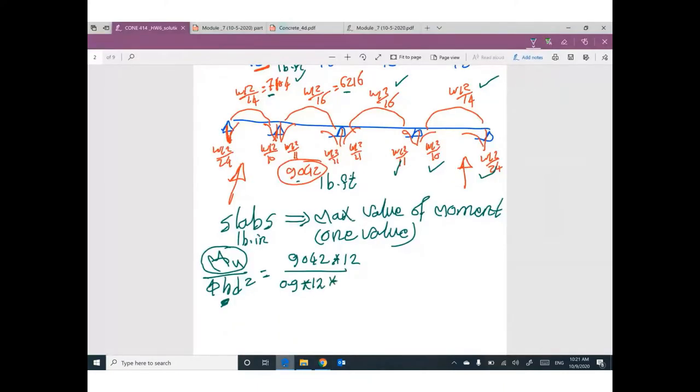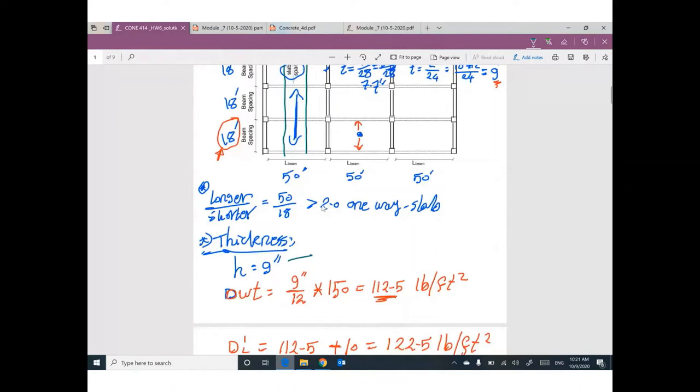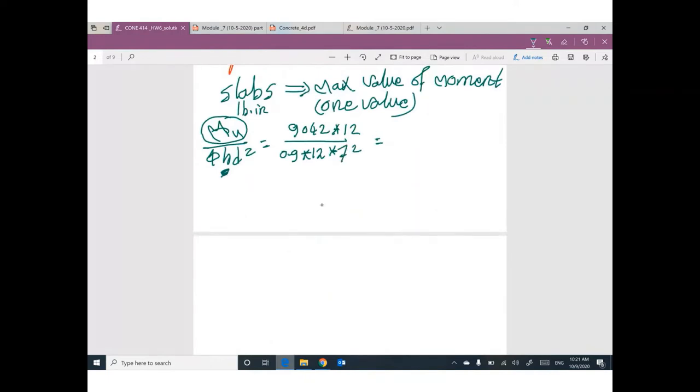Your depth. Wow, we forgot it. The thickness is 9. I'm going to assume 2 inch cover, so my depth will be 7 inch. That's fine. So your depth will be 7 squared, so I can figure out this value and go to the table to figure out the value of rho. Let's do it. 9042 times 12 divided by 0.9 times 12 times 7 squared. This value would be 205. I am going to open a table.